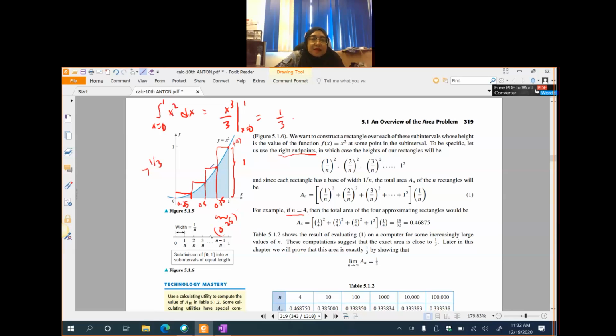And then for the second one, the right endpoint is 0.75. The height will be what? 0.75 squared. It corresponds to the function. If the function is y equal to x cubed, then you have to write here, let's say 0.75 cubed. In this case, it is squared, 0.75 squared. Okay, and then this one as well. And then after that you sum up all the area for each of the rectangles.